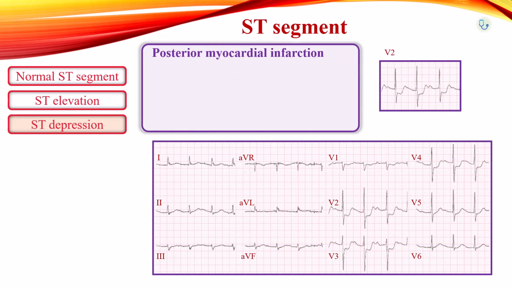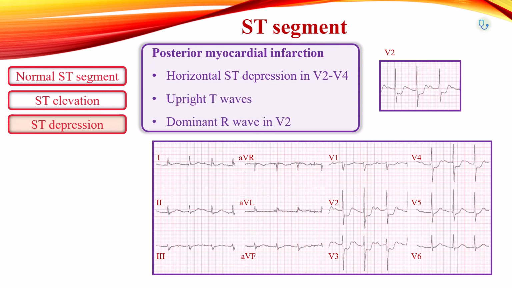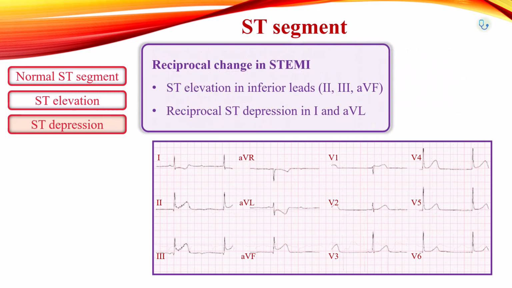Posterior myocardial infarction manifests as horizontal ST depression in V2 to V4, associated with upright T waves, and dominant R waves in V2, which is Q wave equivalent. ST depression can be seen as a result of reciprocal changes in acute myocardial infarction. For example, in acute inferior myocardial infarction, ST segment depression may be seen as reciprocal change in leads 1 and AVL.